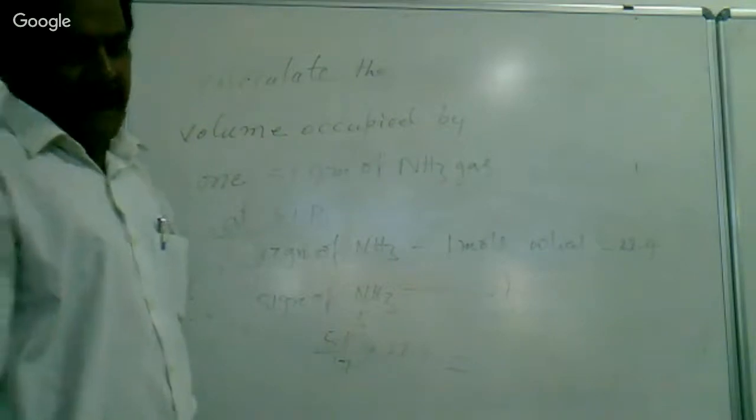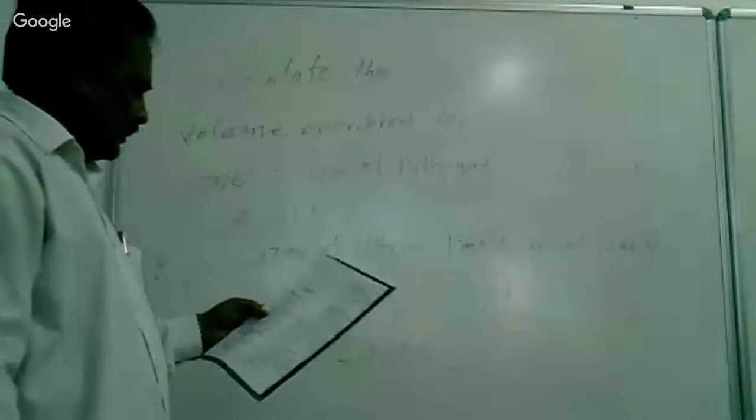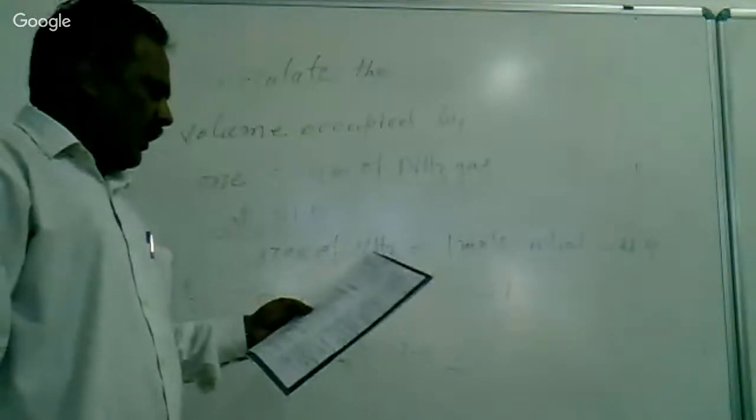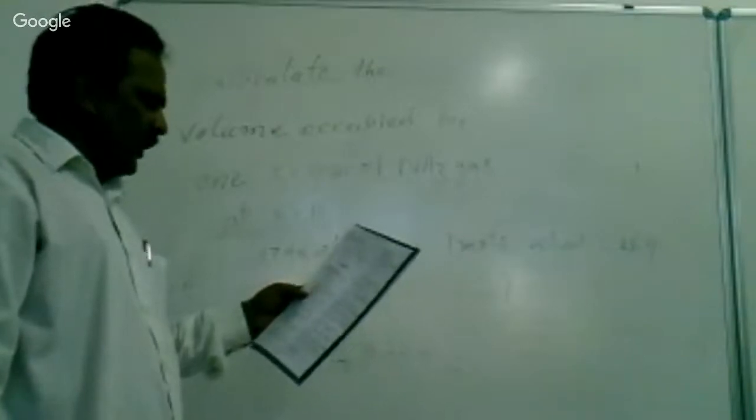Next problem. You are given 25 gram of sodium carbonate. How many moles of Na2CO3 do we have? Very simple to do it. Just calculate the molecular weight of sodium carbonate, and divide the given amount by it. You get the number of moles. Na2CO3 molecular weight will be divided. So that we have already calculated.